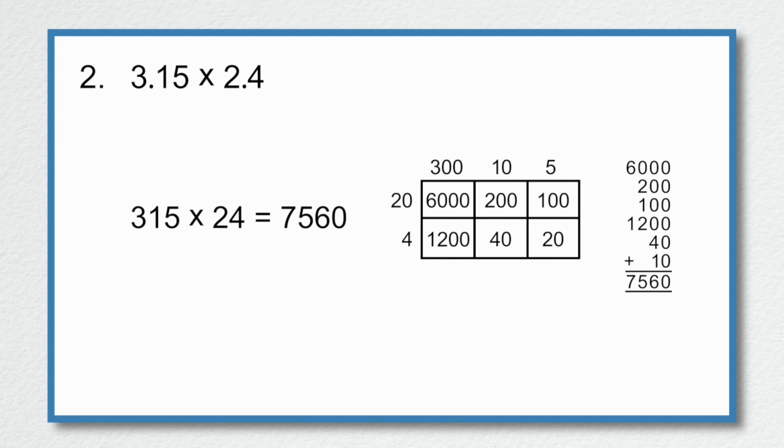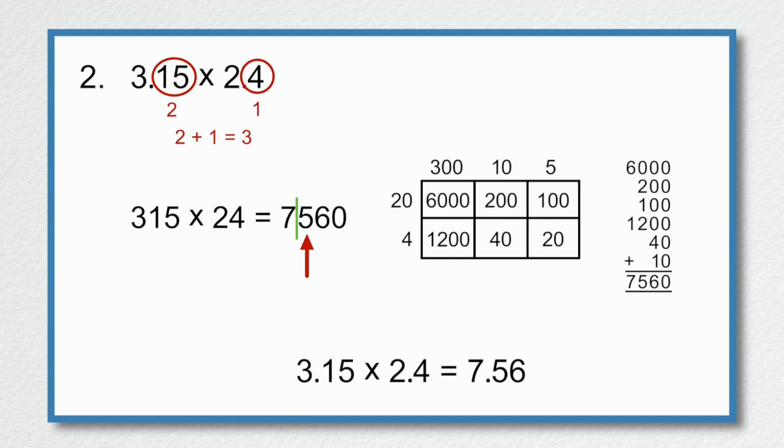Going back to the original question, I'm going to count the number of digits after the decimal point of both numbers. So we've got 2 here and we've got 1 here. So that's 3 digits after the decimal points. Going back to our answer of 7,560, working from right to left, I count 3 digits, 1, 2, 3, and we're going to put a decimal point between the 7 and the 5. And so 3.15 multiplied by 2.4 is equal to 7.56. You could put the naught down, but you don't have to.